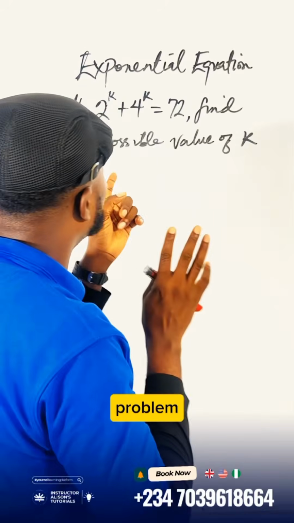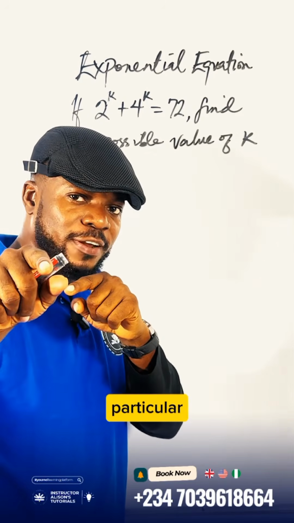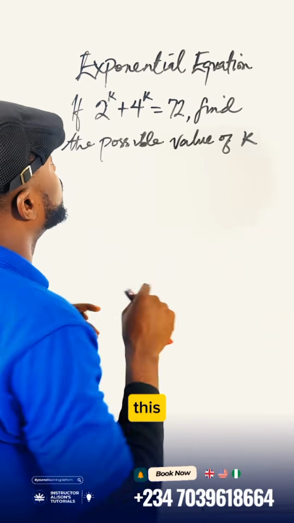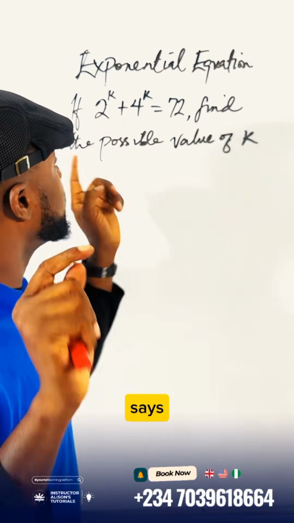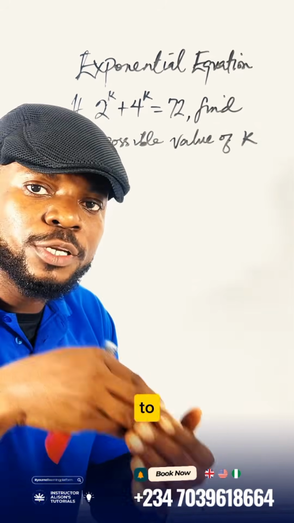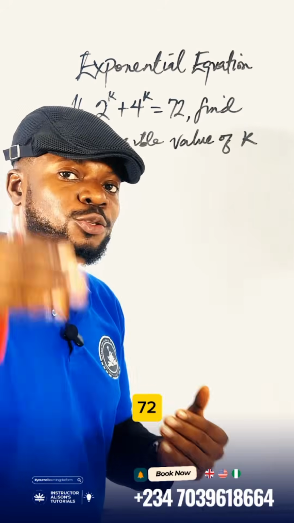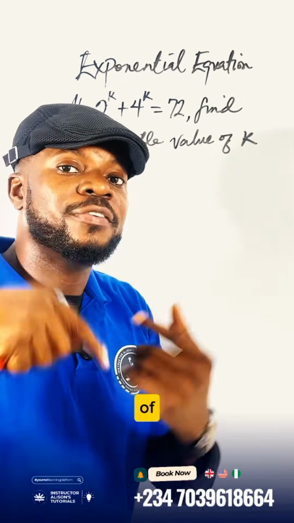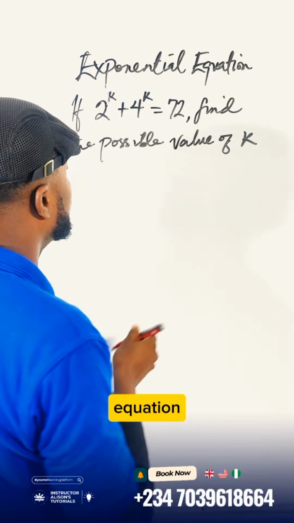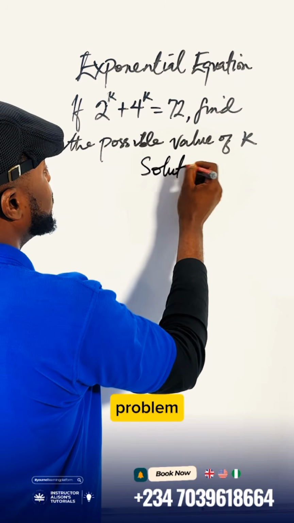This particular problem will blow your mind. I need you to pause this video and attempt this question. This is an exponential equation that says if 2 to the power of k plus 4 to the power of k is equal to 72, find the possible value of k that satisfies this equation. So let's work on this problem real quick.